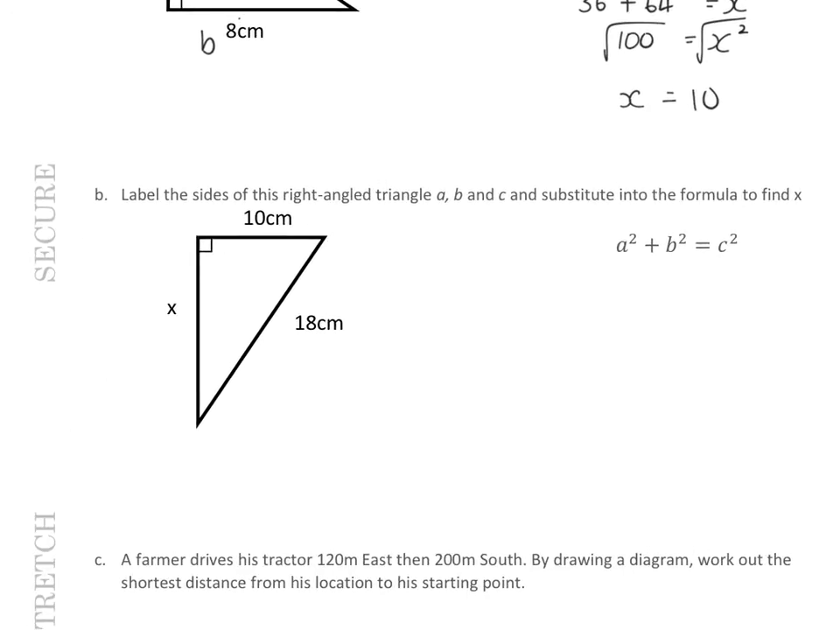Okay, B, label the sides, substitute into the formula to find x. So again, C, and then A and B don't matter. So this time I have 10 squared plus x squared equals C squared. And because I've labelled and carefully substituted into my formula, then it eliminates a lot of my opportunities to make mistakes.